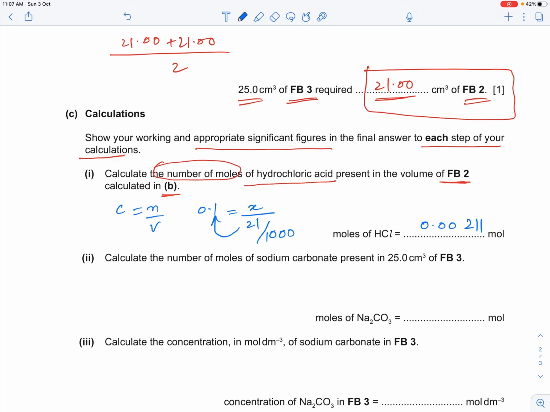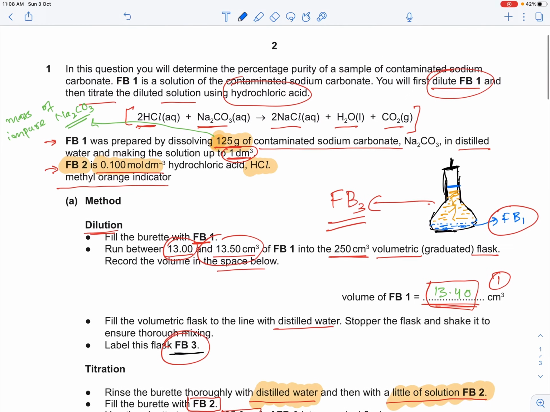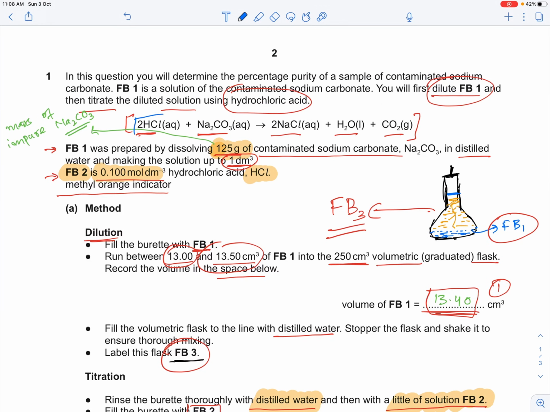Next part, calculate the number of moles of sodium carbonate. First you have calculated the number of moles of hydrochloric acid. Now the number of moles of sodium carbonate present in 25 cm cube of FB3, because you have titrated acid with 25 cm cube of FB3. So now they're asking for the moles of sodium carbonate. Just remember that if you have moles of one substance and the chemical equation between the two, and you need to find the moles of the other substance, you just use the molar ratio.